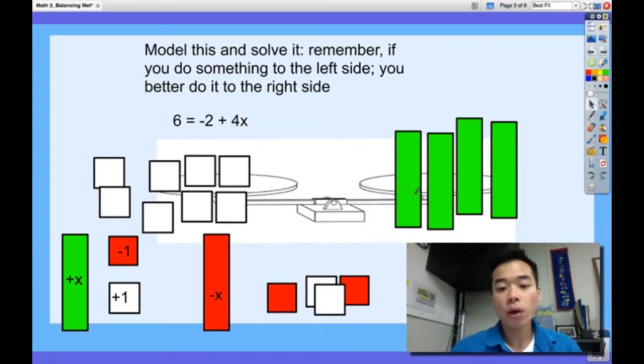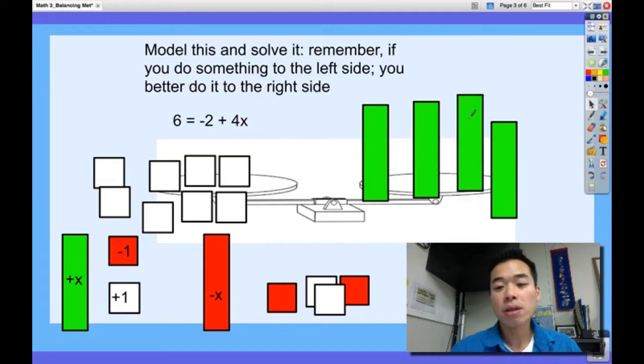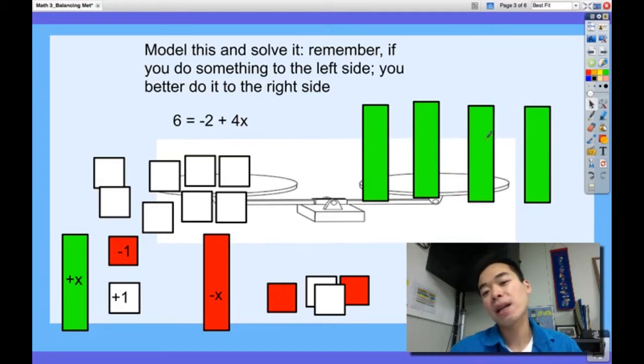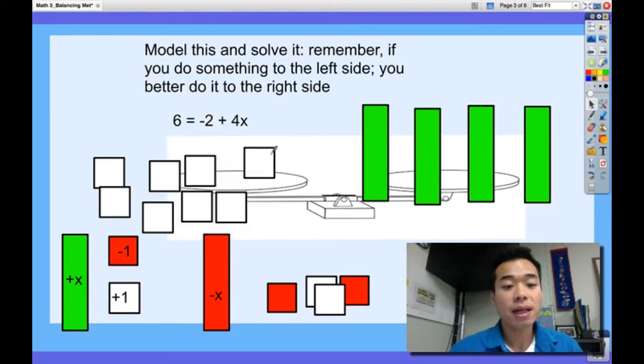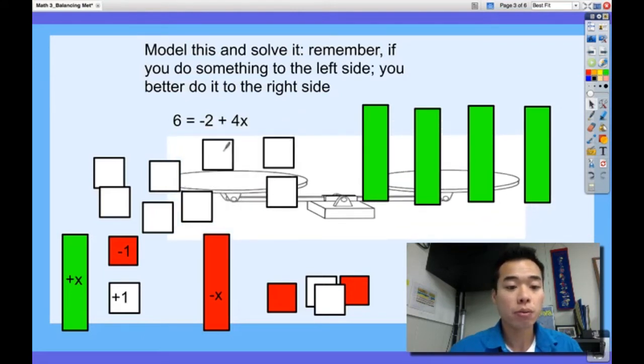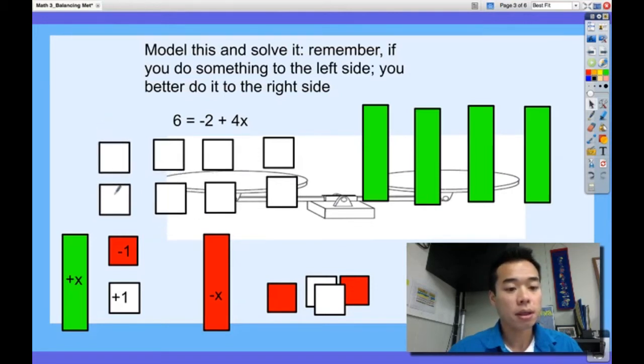And then I have 4 groups of x, or just 4x. What I'm going to do is I'm going to break that up. In mathematics, breaking it up is the same thing as saying dividing. So I broke that up into 4 equal parts, or 4 equal x's. Therefore, I need to break these white tiles into 4 equal parts. There's 1 group, there's 2 groups, there's 3 groups, and there's 4 groups. So what that means is each of these x's and each of these bars, each x is equal to positive 2 because we broke it up into 4 groups, and we also broke up the other side of the scale into 4 groups.